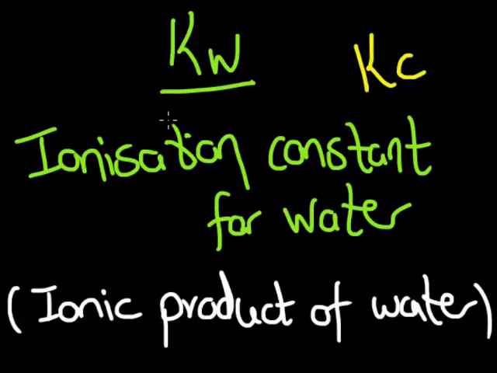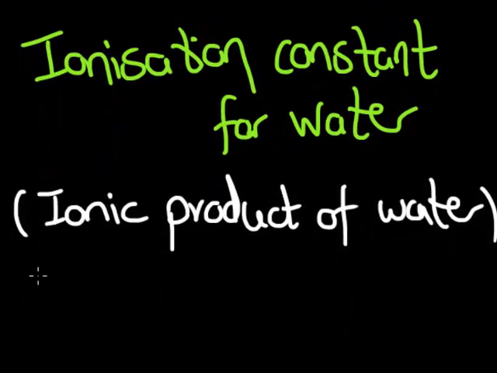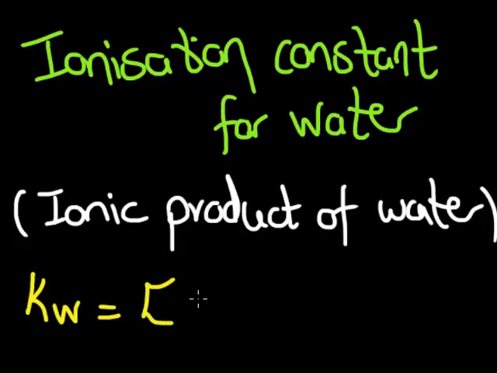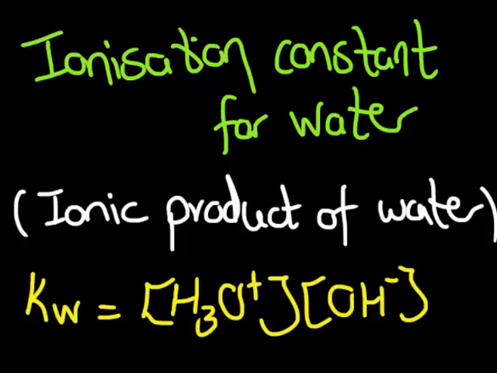Now remember, just like you had in your chemical equilibrium constant Kc, this ionization constant is serving the same type of purpose. And we can go and write down this equilibrium constant for water as being Kw equal to, and in this case, the concentration of the hydronium ions multiplied by the concentration of the hydroxide ions. Now you might wonder, how come that is actually going to be our ionization constant for water?